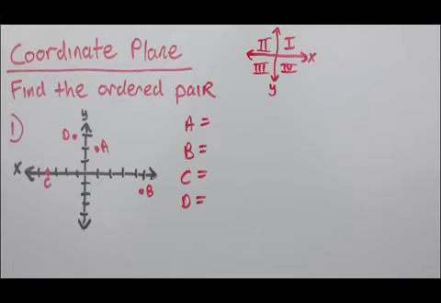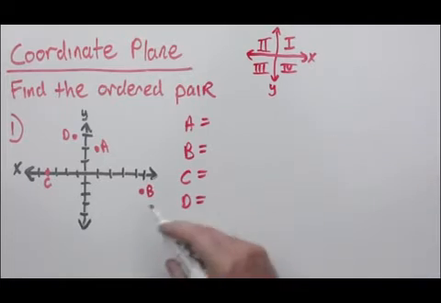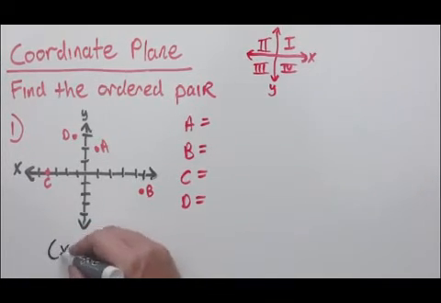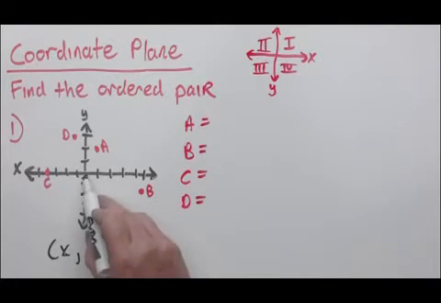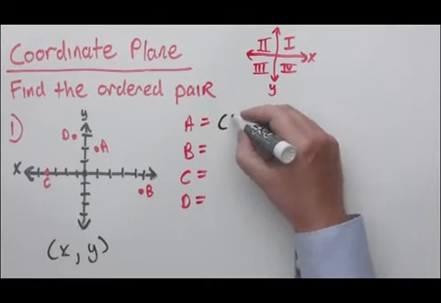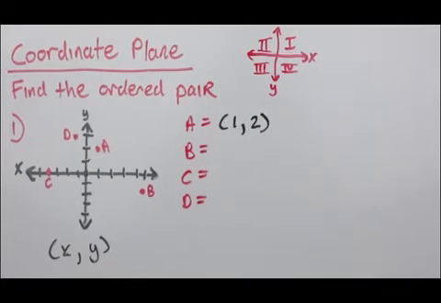Well, let's look at how to find an ordered pair on the coordinate plane. So let's look at A. A is 1 over, and I was always talking about an x and a y, so the first number is an x. So it goes 1, see, that's the origin, of course. 1 over, so that's 1, and it goes up 2, so that's 1, 2.